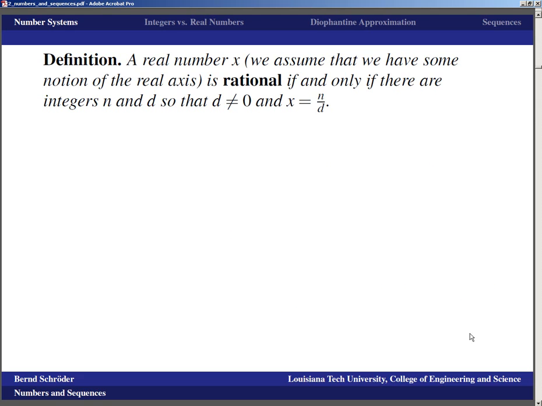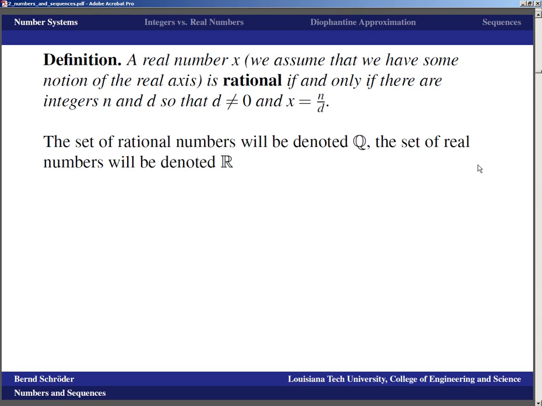And we're just going to assume that we have some idea what the real numbers are, because we're really not going to work much with the real numbers. And we're going to call a real number rational if and only if it's a fraction, which is if and only if there are integers numerator and denominator, so that the denominator is not 0 and x is the quotient of numerator and denominator. The set of rational numbers will be denoted Q for quotient. The set of real numbers will be denoted R for real numbers. The set of positive integers will be called Z+.